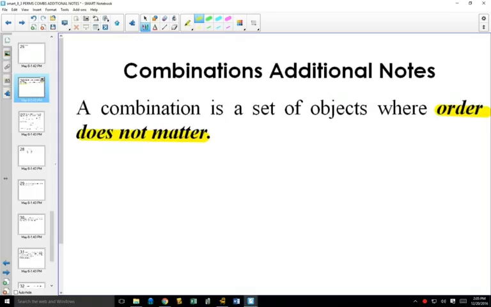You would get mad if I said, we're going to make new groups, and I just change the order in the groups, and you'd say that's not really new groups. So when the order doesn't matter, it becomes a combination question. In a combination, there's less combinations than permutations because we divide out that order.